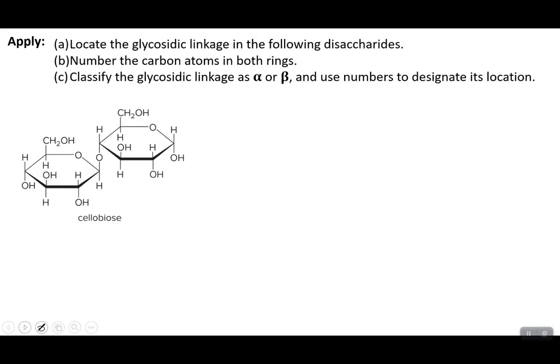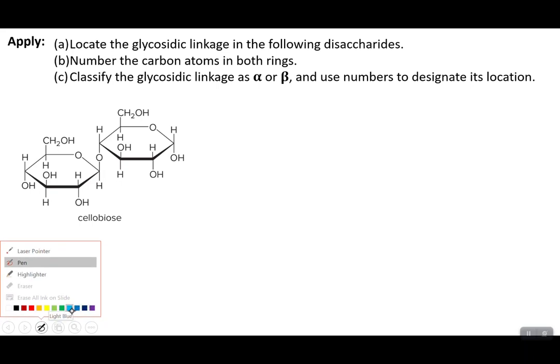All right, now we are going to start with a disaccharide rather than forming a disaccharide from 2 monosaccharides. Now we're just going to start with a disaccharide and try to name the bond. So we're going to locate the glycosidic linkage in the following. All right, the first thing you want to do is locate your anomeric carbons in all of your monosaccharides. Here we only have 2 monosaccharides.